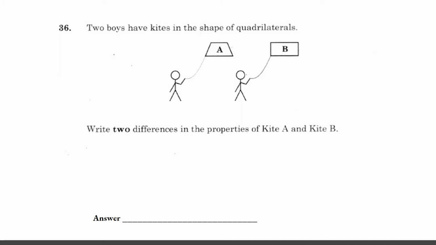What are some differences we are seeing here? Now, we have one pair of parallel lines with this trapezium. And in this rectangle, we actually have two pairs of parallel lines. That's the difference there. If you didn't see that, another difference is that we have four equal right angles in a rectangle. Four right angles. And in this trapezium, we have no right angles.